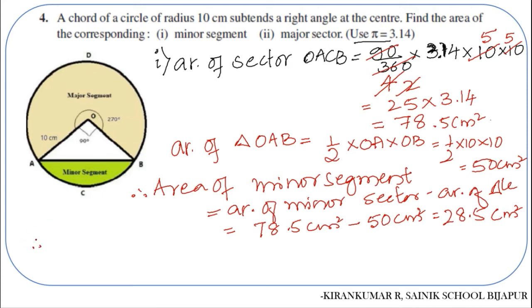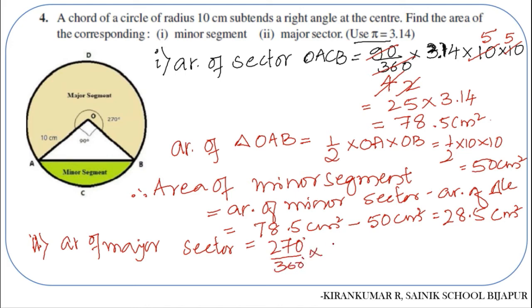Therefore, the second one, I'll take area of major sector. I'll use the formula 270 degree upon 360 multiplied to pi r square. Pi r square is pi multiplied to 10 square. We can simplify this as 3 upon 4. The reason is it is divisible by 9. 9 3 times, 9 4 times.